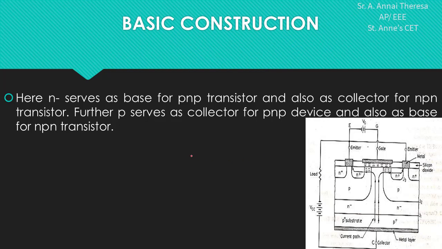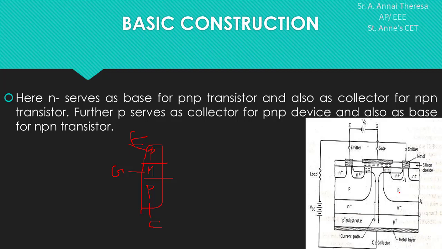See here, this is the PNP transistor. In this, P is the collector terminal, this is the gate terminal, and this is the emitter terminal. Here the N substrate is for the gate terminal.